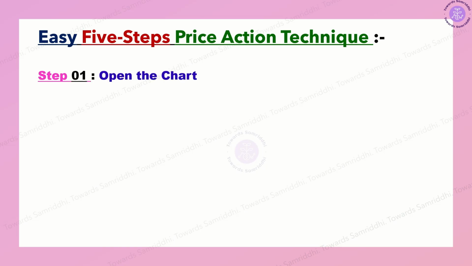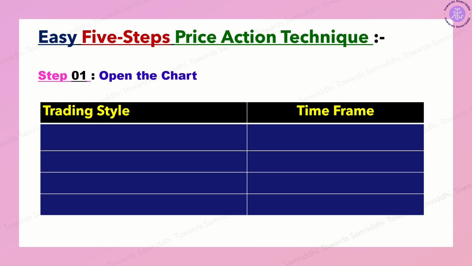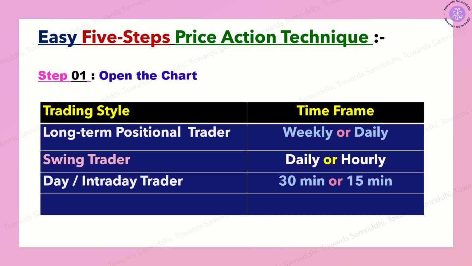Step 1 is open the chart according to your trading strategy and trading time frame. If you are a long-term positional trader, your trading time frame should be weekly or daily. For the swing trader, that should be daily or hourly. An intraday trader may use 30 minutes or 15 minutes time frame. A scalper generally uses 5 minutes or 1 minute time frame.